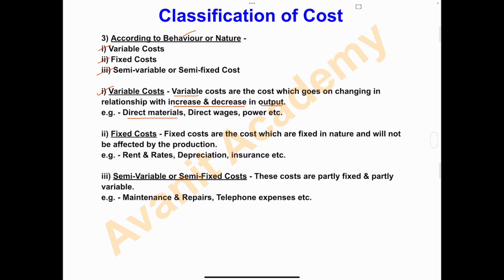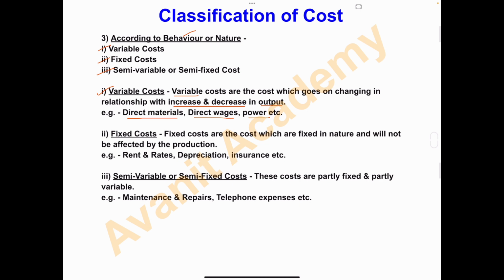And if the workers are working on an hourly basis or piece-wise, if the production increases, labor hours also will increase. Then the direct wages or the direct labor cost will increase. And power supply: more production means you have to run the machine for more hours, so the power consumption will be more. So the cost which changes with the increase and decrease in output, such types of cost are called variable cost.